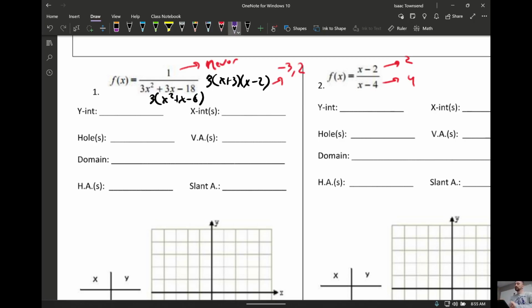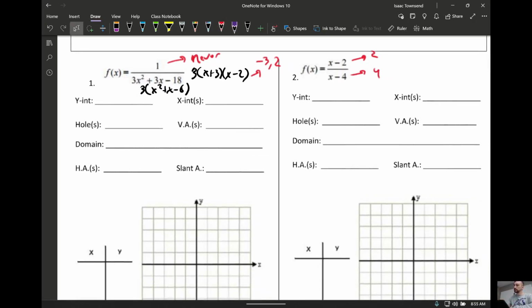But if we know which numbers make the numerator and denominator 0, any number that makes just the numerator 0, like 2 in question 2, is an x-intercept. If nothing makes the numerator 0, then it's not going to have an x-intercept, like question 1. Now don't leave it blank, because that makes it look like you just didn't know and you left it blank. Say none or NA for not applicable. If there's any numbers that make just a denominator 0, like these two, they show up as vertical asymptotes, which are vertical lines, so we need x equals on each of those. In question 2, that would be x equals 4.